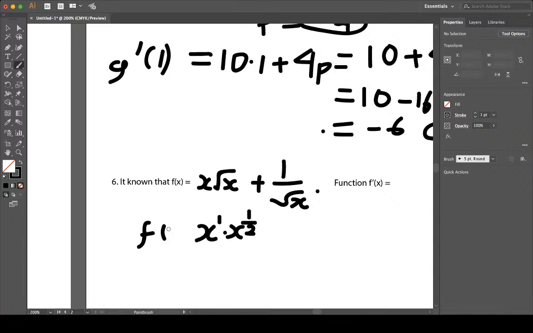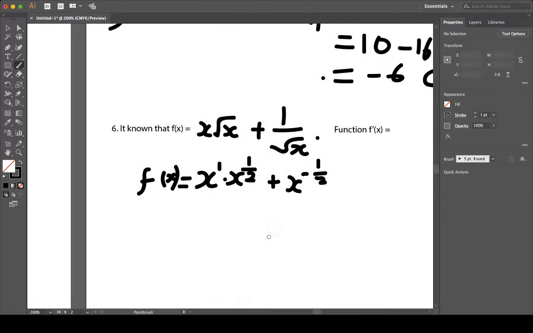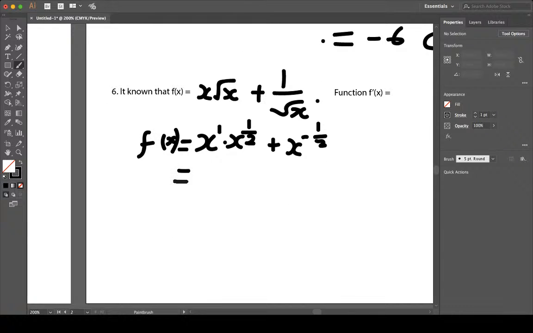So function f of x, there we go, equals to this guy plus x to the power of negative half. Why negative half, you might ask? The first thing is that x to the power of half is actually at the bottom. So the way for you to flip it is just by adding a negative into the front. That's how you flip the power. So with this, let's simplify this guy into x to the power of 3 over 2 plus x to the negative half.